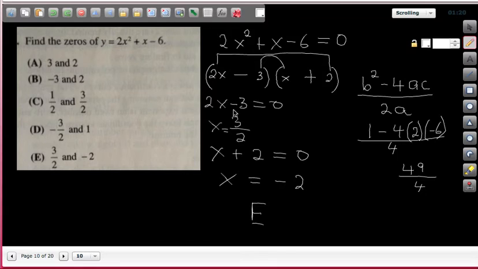So take each factor and set it equal to 0 and solve for x. x plus 2, set it equal to 0 and solve for x. The question is find the zeros, so it's 3 over 2 and negative 2. So the answer is E.